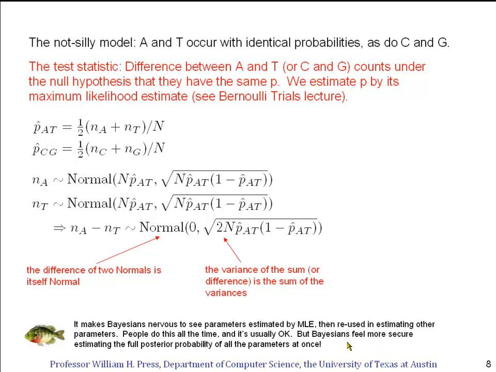Bayesians would feel much more secure in estimating a full posterior probability of all the parameters at once. For example, these probabilities and this difference and so on. We'll come back to this a little later when we talk about Bayesian criticisms of p-value tests.